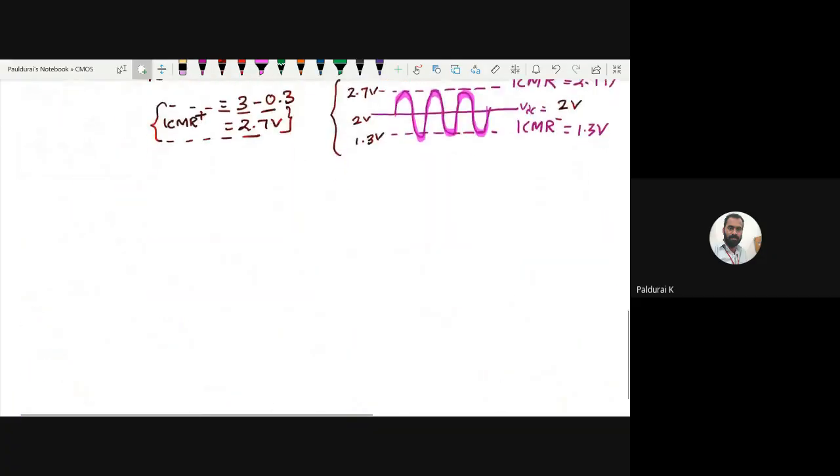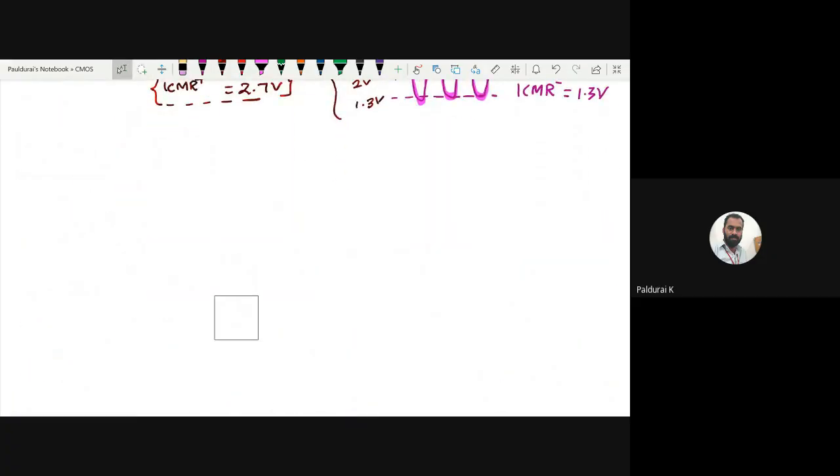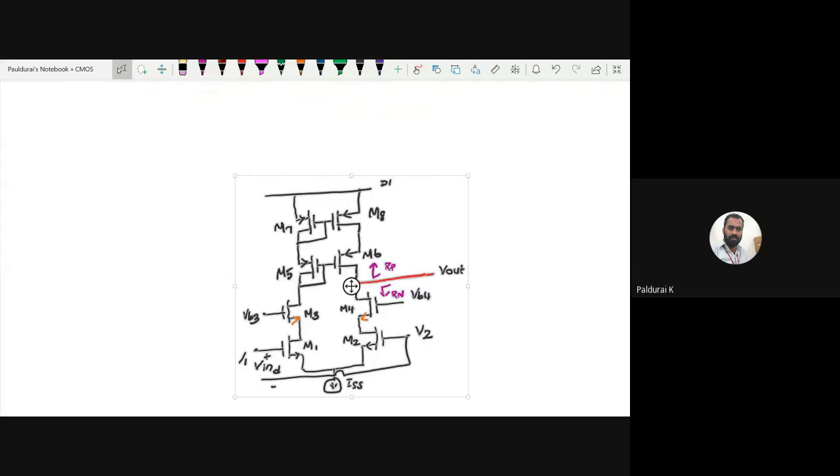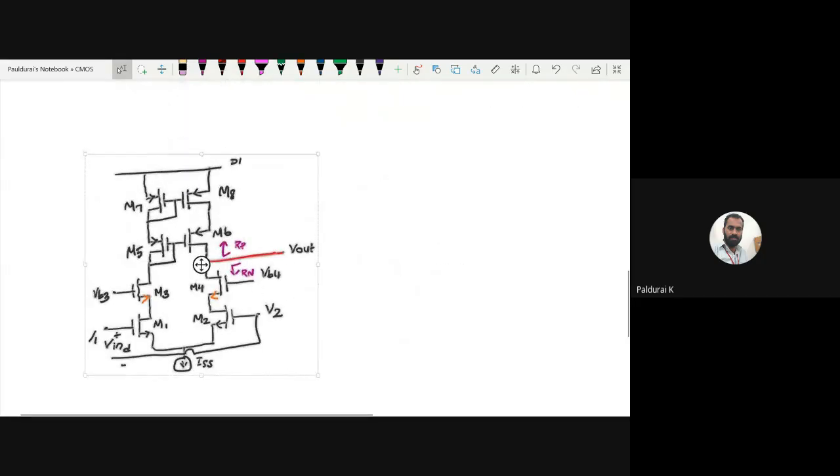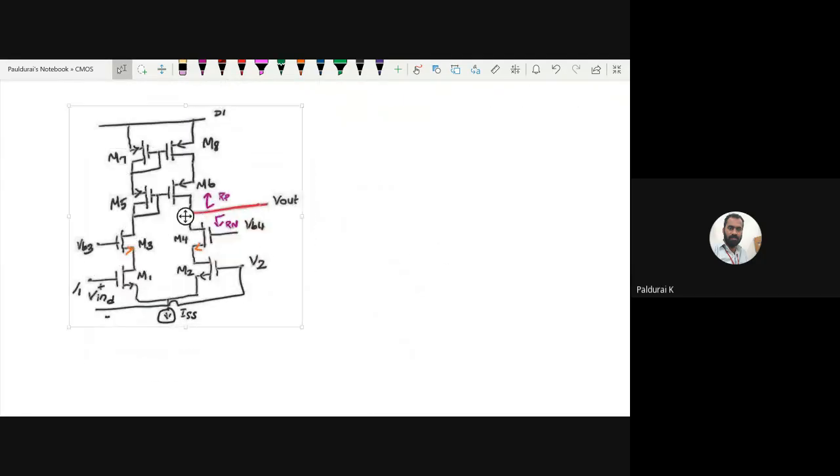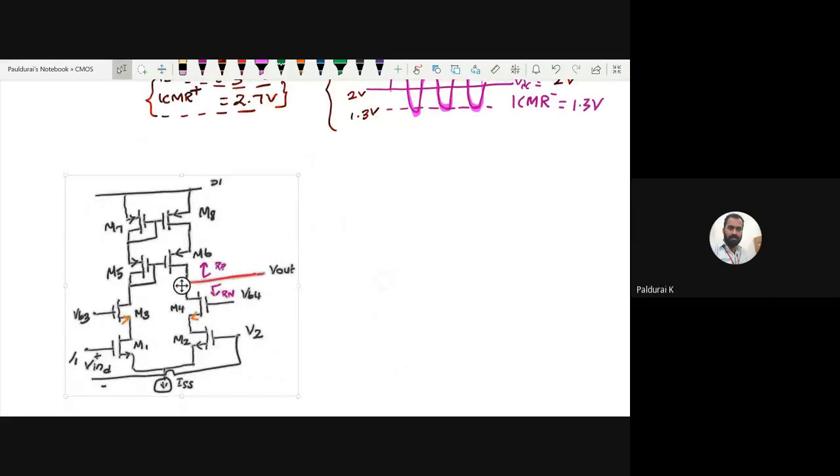Listen to me properly, it is very important, from an exam point of view and a concept point of view. I am going to derive one beautiful, interesting relation. Now this is my unity gain buffer, right? 2 inputs, 1 output, but you want to make a connection between this minus and the output. So I am making a connection.